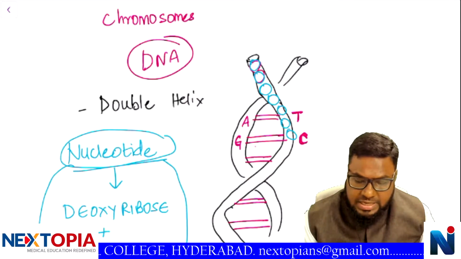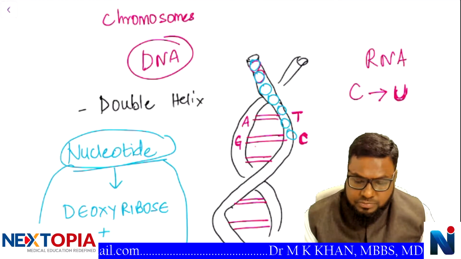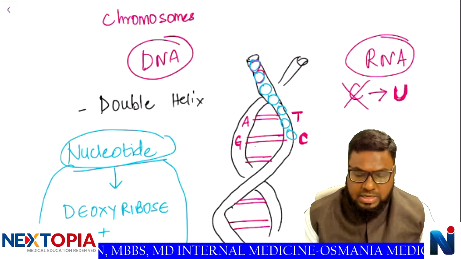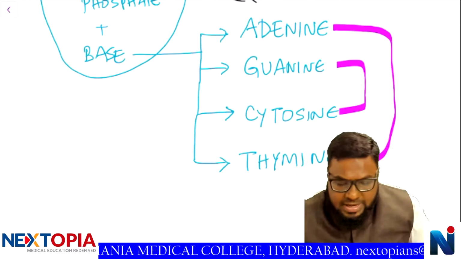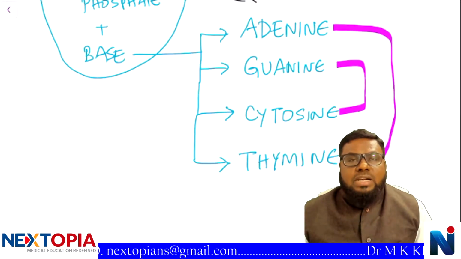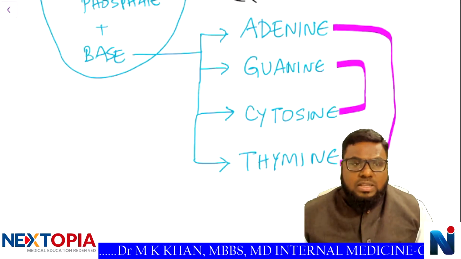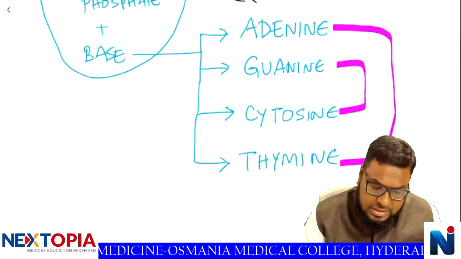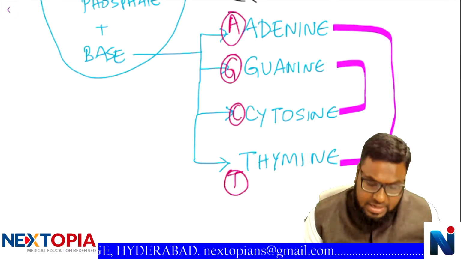So this is about DNA. In case of RNA, the T is replaced by uracil. So in case of RNA, thymine is not present; it is replaced by uracil. In case of DNA, it is adenine, thymine, guanine, and cytosine, and the two strands are complementary to each other. You call them complementary strands. The bases complement each other. What are the bases? I told you, A, T, G, C.